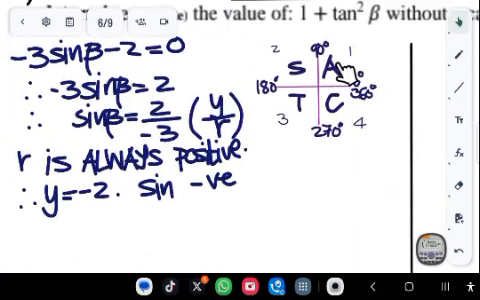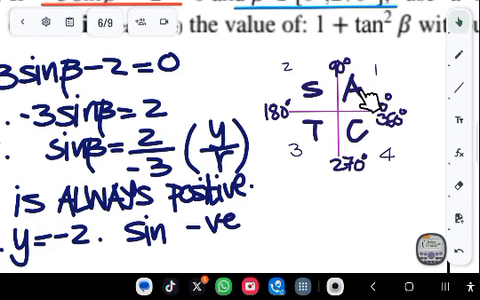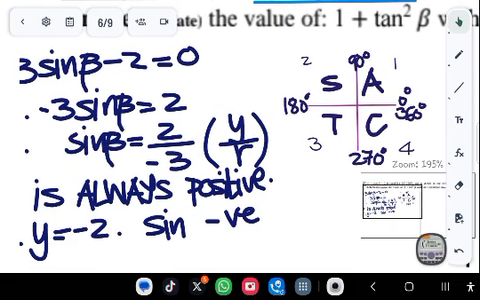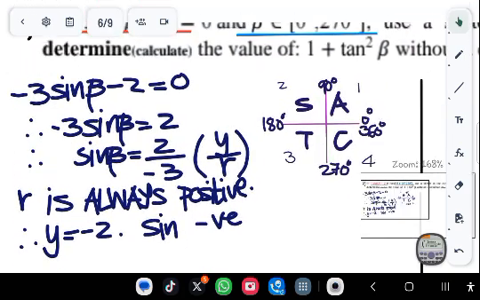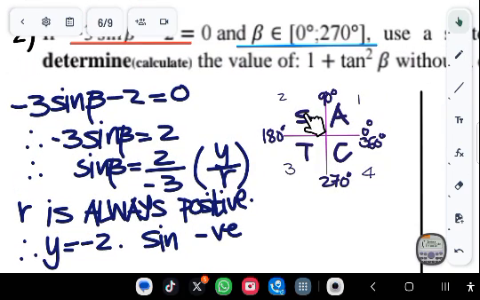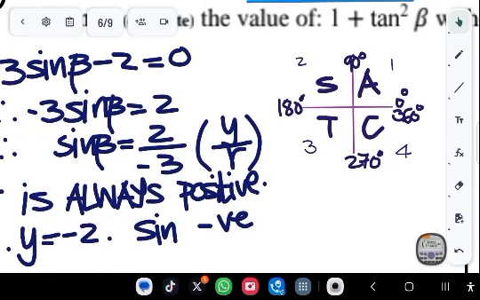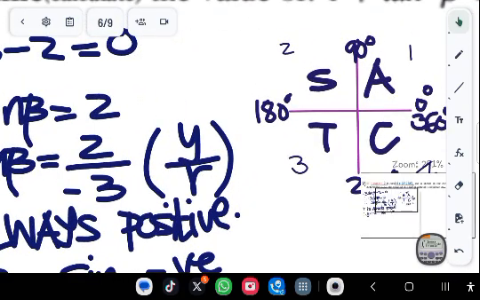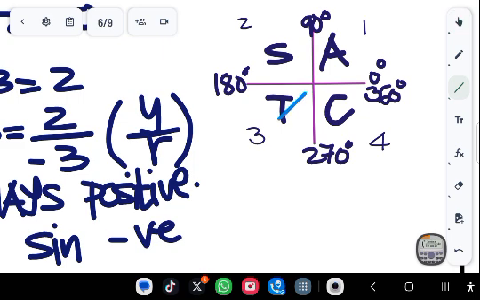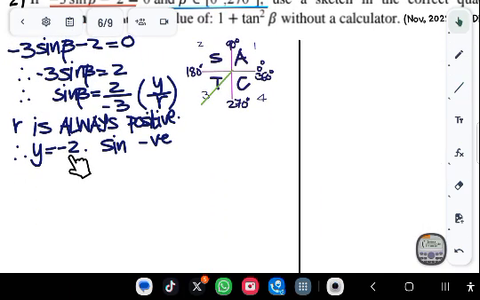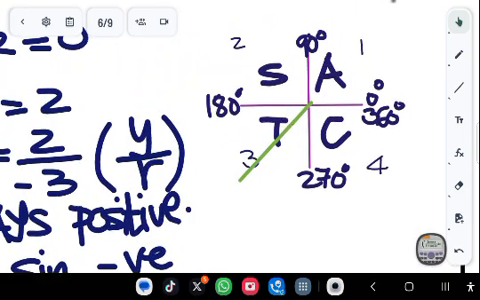Now, in quadrant 1, all trigonometric ratios are positive. All right. In quadrant 2, sine is positive. And in this case, this sign is negative, meaning that in these 3 quadrants, we're going to have to locate a quadrant where sine is negative, and that quadrant is quadrant 3. So this is where the angle will be located. This is where the angle is located. And look at the value of y. Y is negative 2, and that matches. It's below.